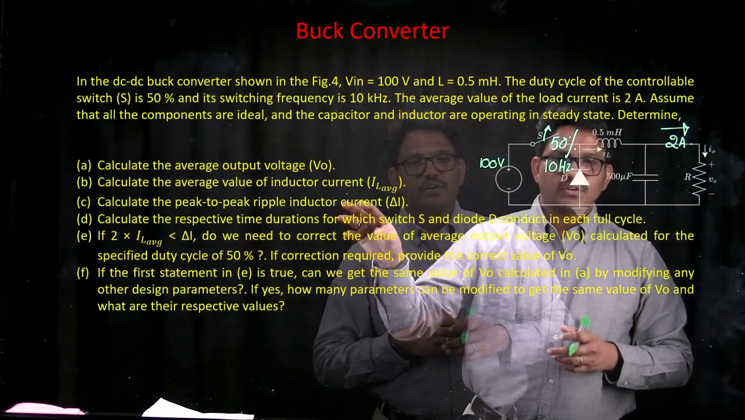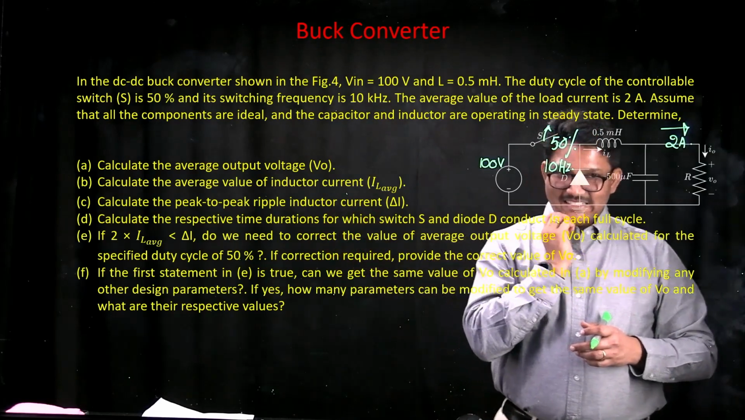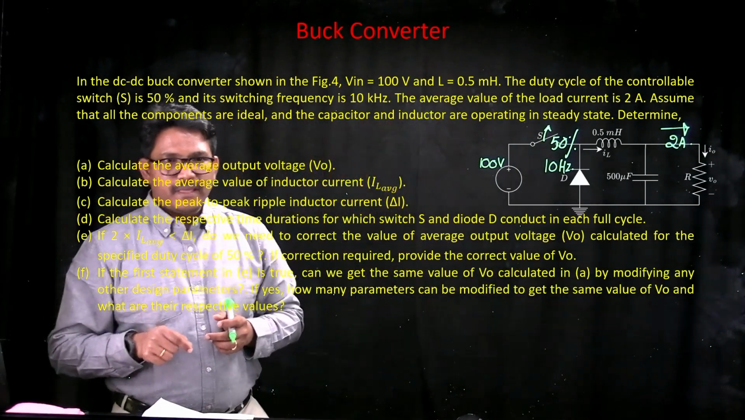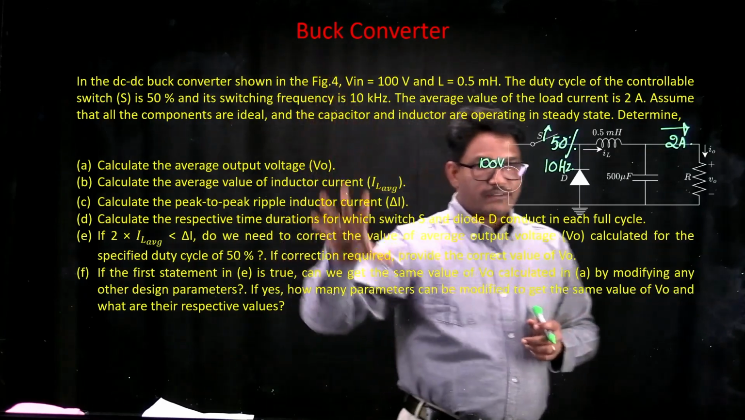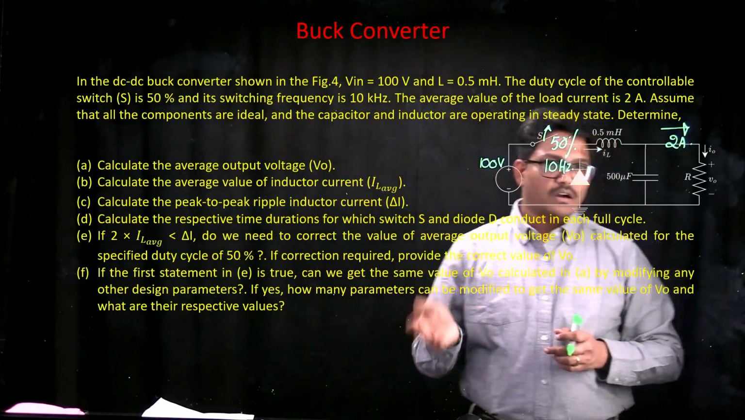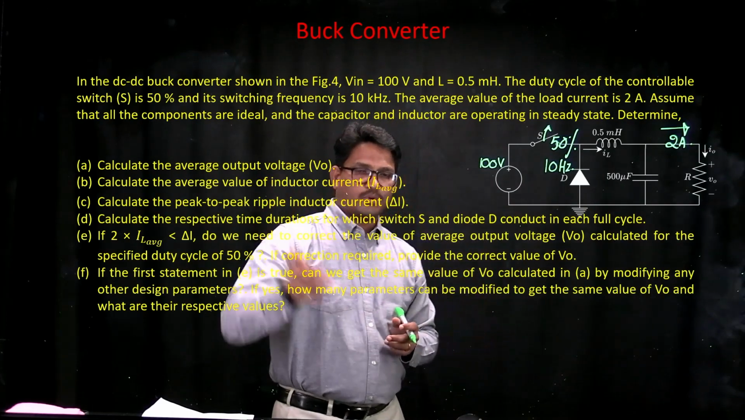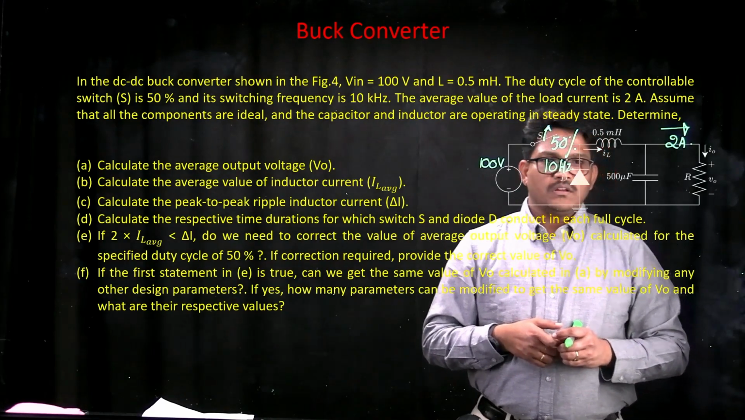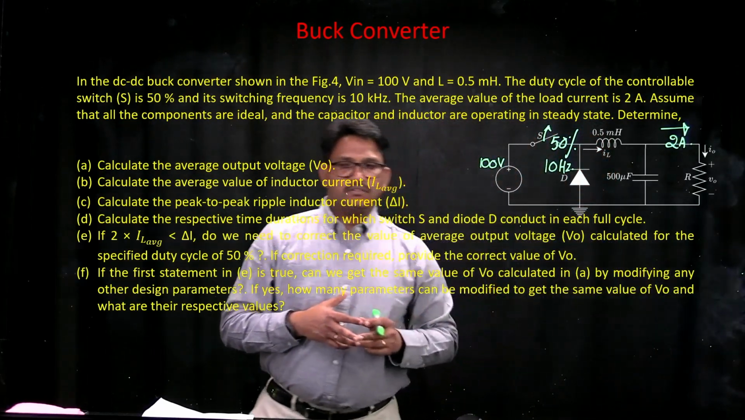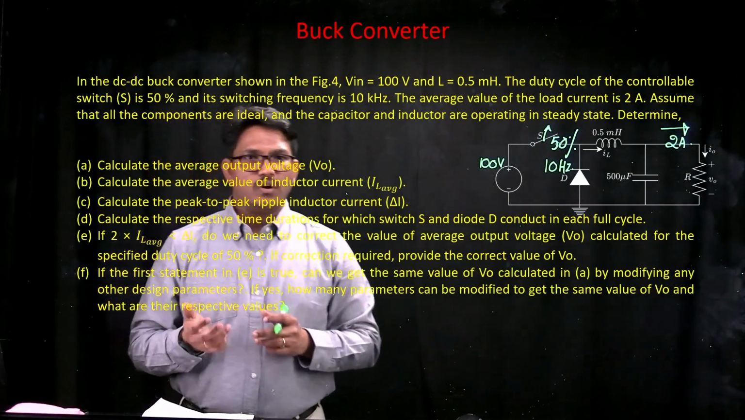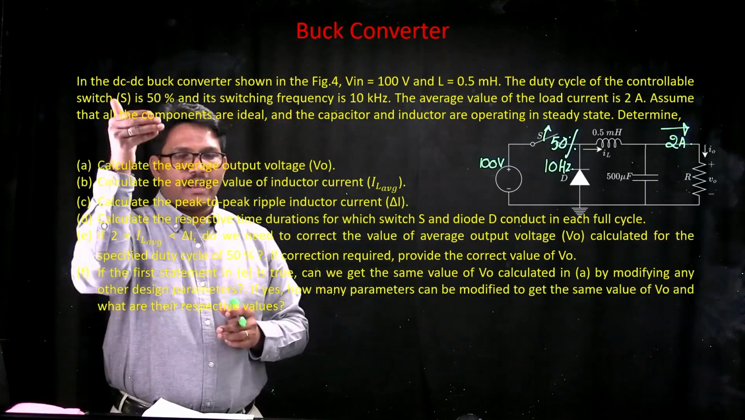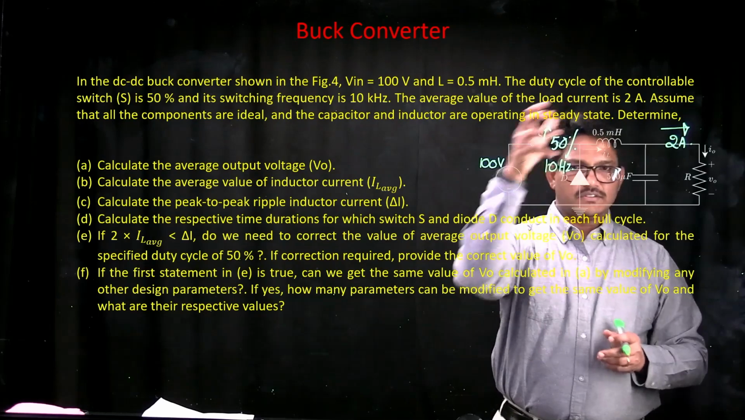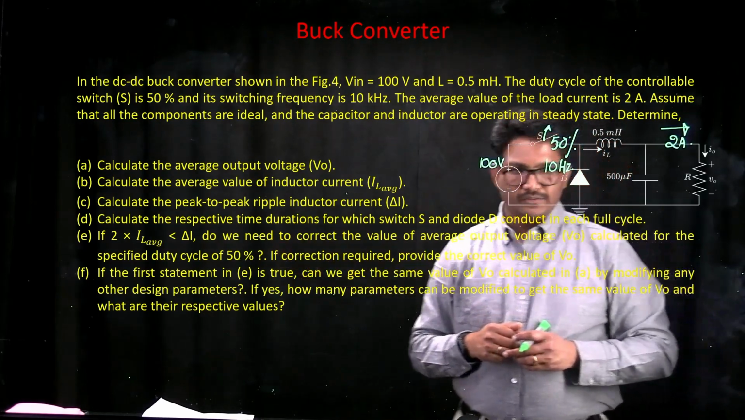And next, if the average inductor current is less than the delta I, meaning the ripple is much higher than twice that of the average current, then can we say that whatever we have calculated so far is correct? If not, then what are the modifications? How is your output voltage going to change and how is the inductor average current going to change? And then if you don't want those corrections, but you still want the initial calculated values to be exactly the same, not changed, then what modification do you suggest to the circuit? So that's what is point F here.